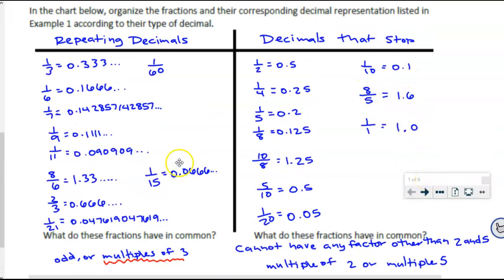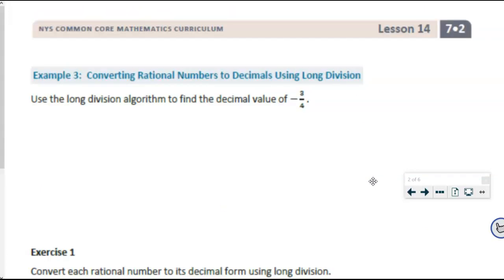If it had anything else, like if it was odd or if it was multiples of 3, then it was repeating. But the key thing is none of these have denominators made up of factors of 2 and 5. Yes, 15 has 5 as a factor, but it also has 3 as a factor. Whereas 20 is only 2 and 5 as factors. So that's why that one is non-repeating, and this one is repeating. So we came to some really great conclusions in our last video.